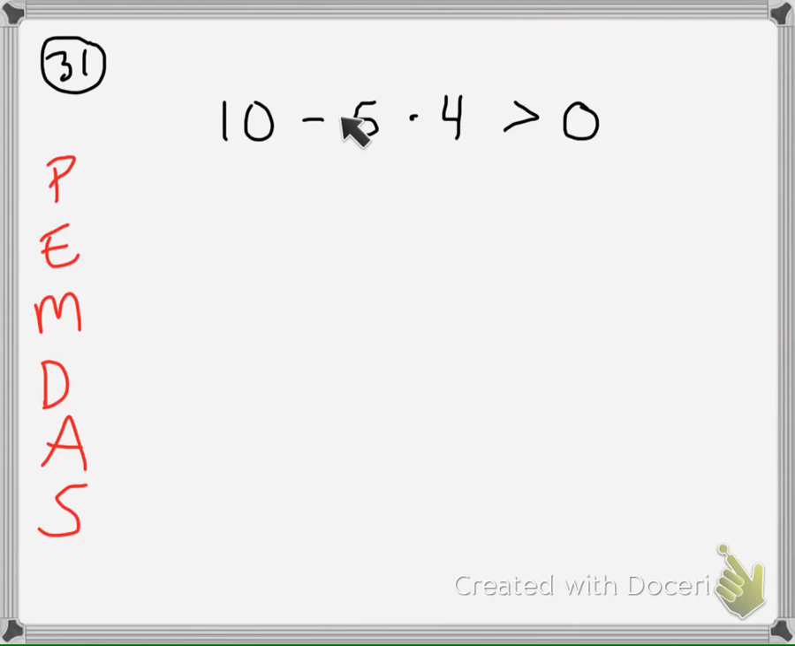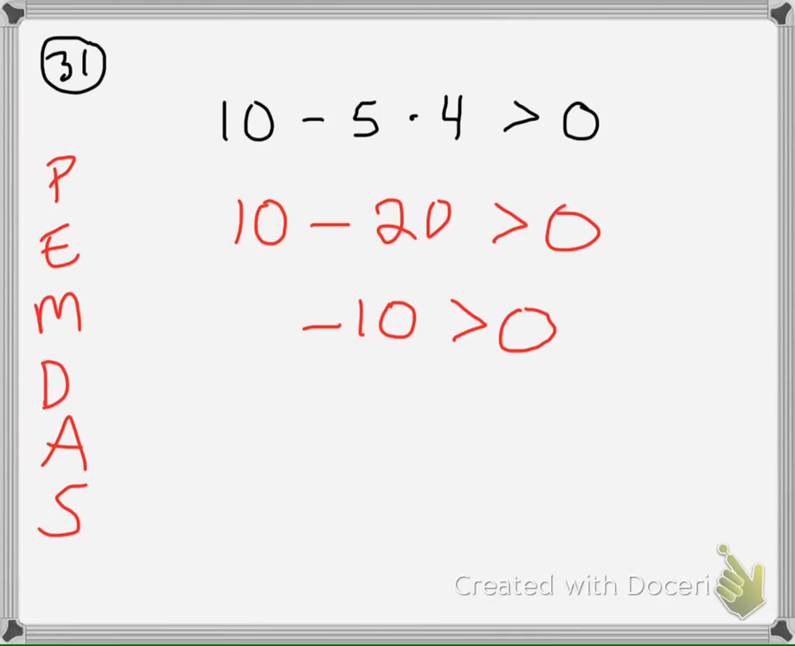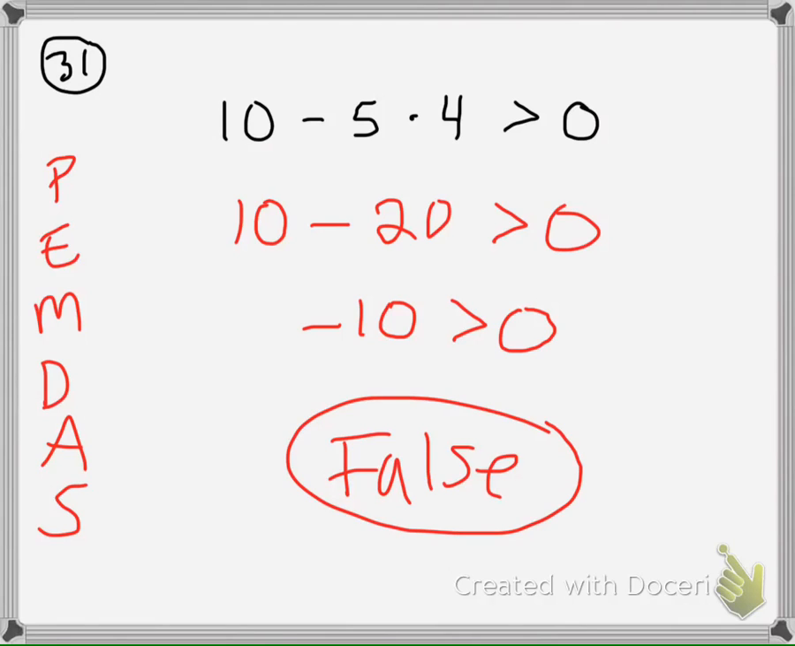I'm not going to do 10 minus 5 first. I'm going to do 5 times 4 first. So drop down my 10 minus, and then 5 times 4 is 20, is greater than 0. And I don't have division, I don't have addition, I have subtraction. 10 minus 20 is -10, is greater than 0. So, true or false? -10 greater than 0? That is false. A negative number is not bigger than 0.